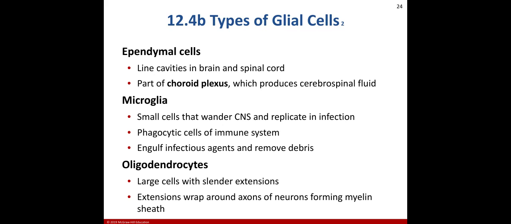ependymal cells, which line cavities in the brain and spinal cord. It's part of what we call a choroid plexus, which is what makes our spinal fluid. You have microglia, which are really small cells that sort of wander around the central nervous system. And if there's infection, they'll replicate. They're part of the immune system. They'll basically remove debris and any harmful substance. And then you've got oligodendrocytes, which are big cells that have very skinny fingers or projections. And those will wrap around axons of neurons, forming myelin sheath.